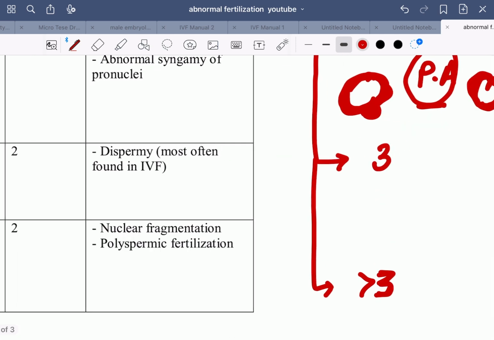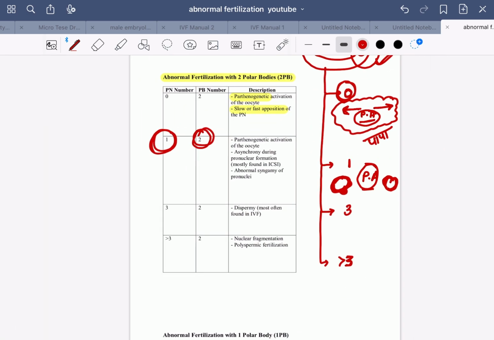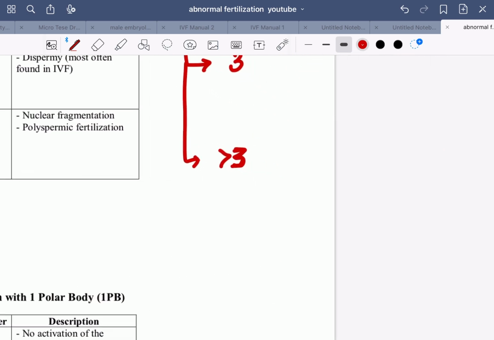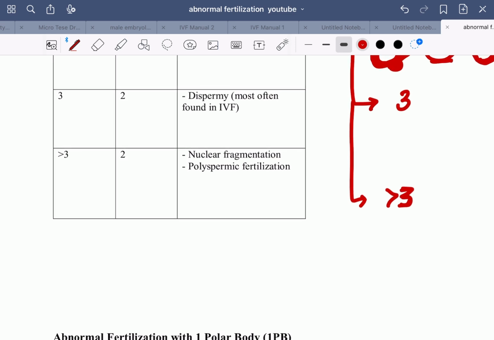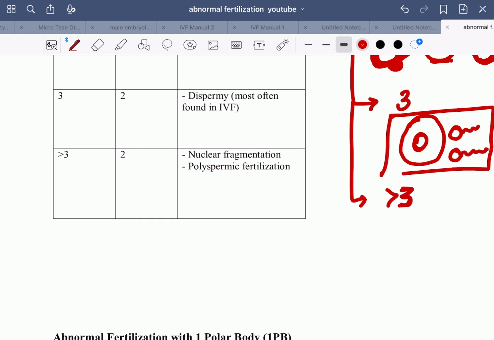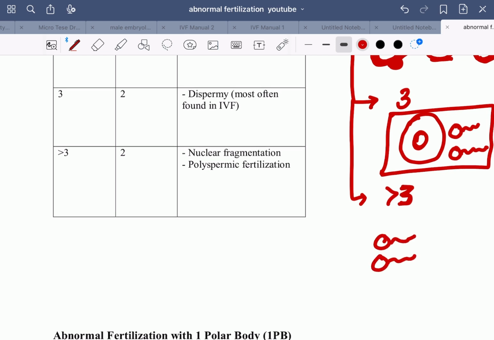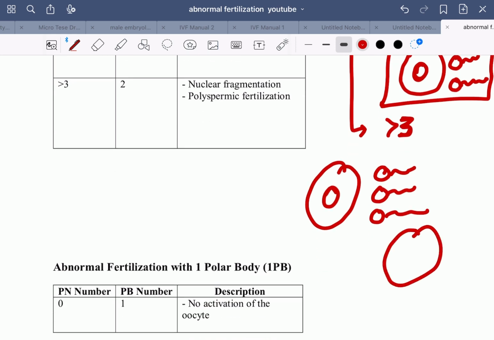There are 3 pronuclei. What does that mean? 2 polar bodies and 3 pronuclei. That means dispermy. The egg has its own pronuclei, but how 3? Because 2 sperms had fertilized this egg. And greater than 3, either polyspermy or nuclear fragmentation.